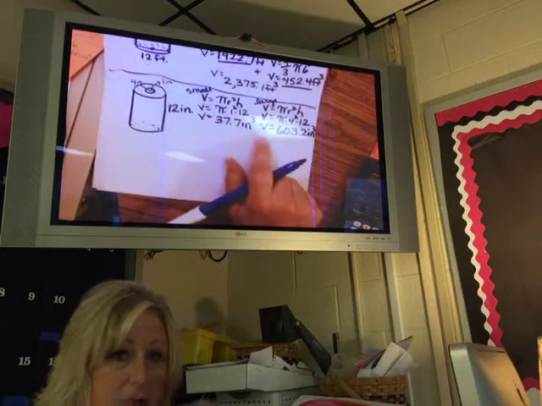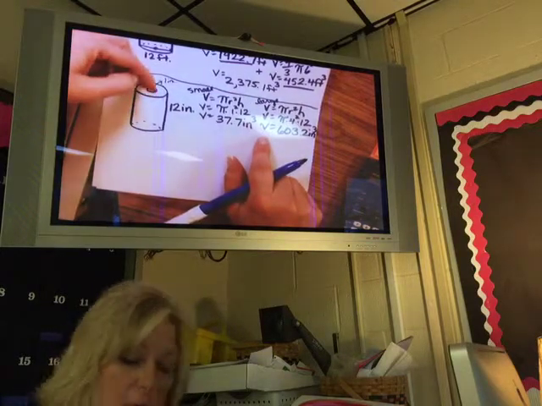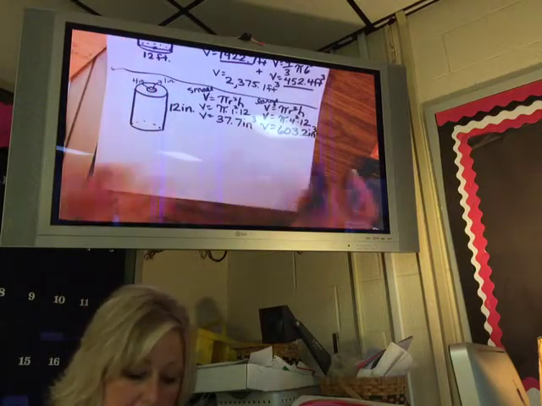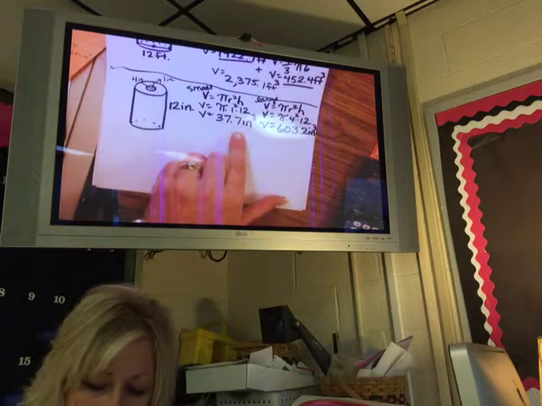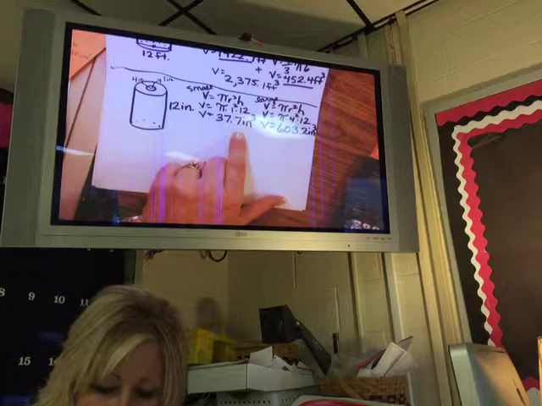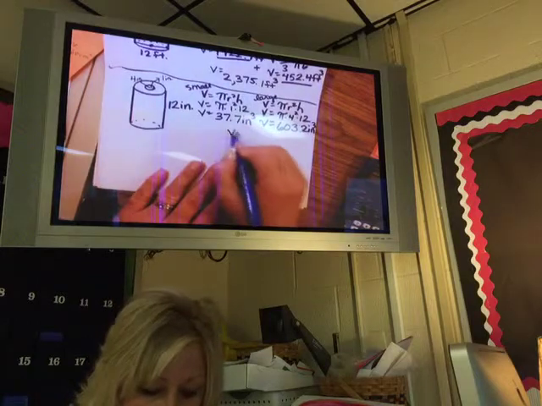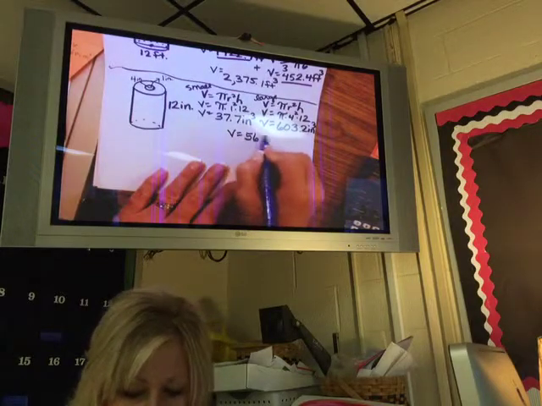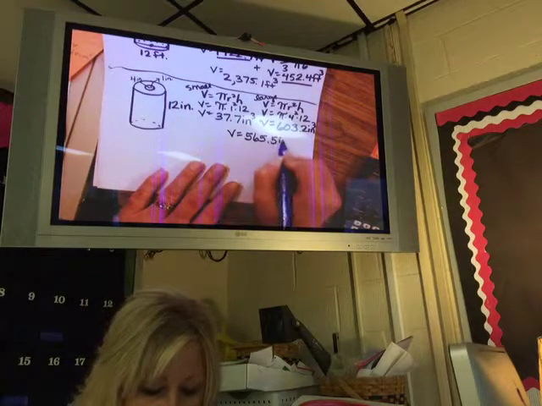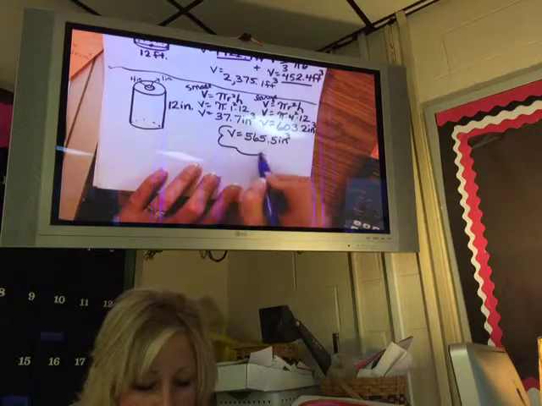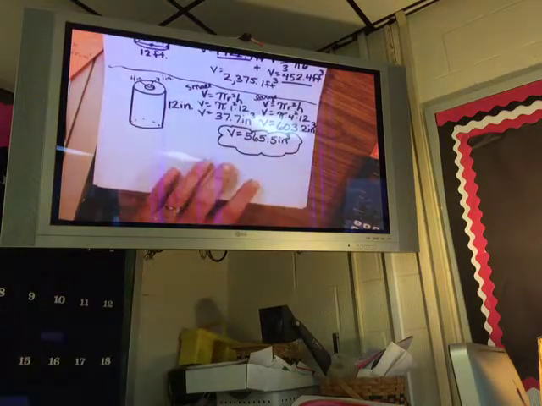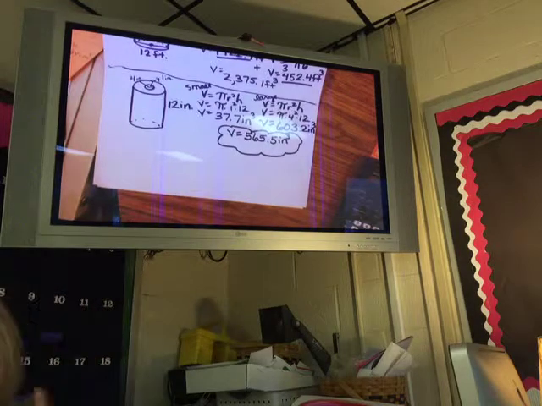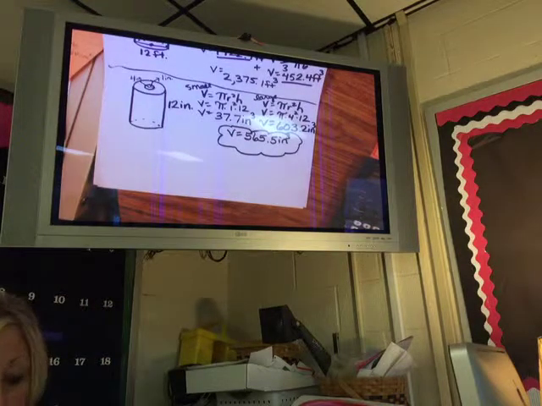And then I have to subtract these because I don't need the hole in the paper towels, it holds nothing. So I need to subtract my 37.7. So my volume would be 565.5 cubic inches total. Yes, sir. Wouldn't it be squared? No, it's still volume.